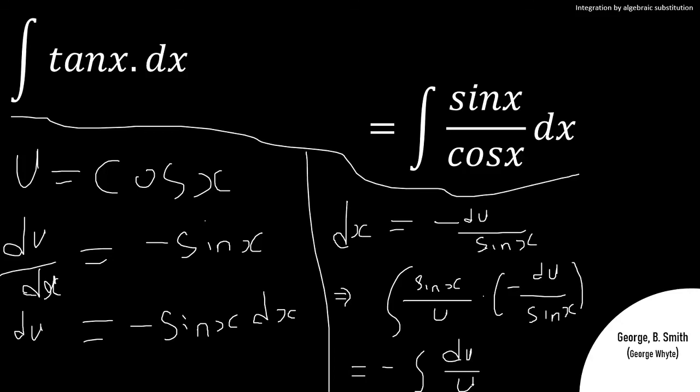So this is more like I'm integrating 1 over u with respect to u. If I integrate 1 over u with respect to u, my result will still be ln u, but remember there's a minus sign outside. So what I should be having there should be minus of ln of u, then plus c.